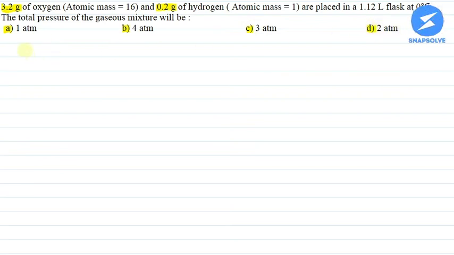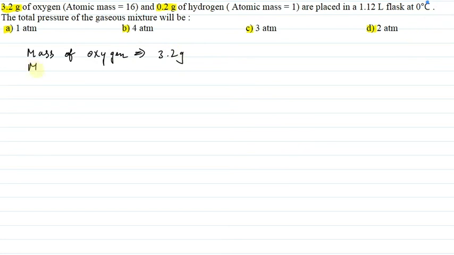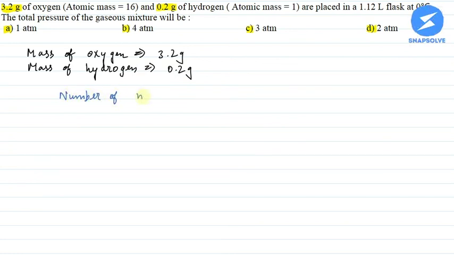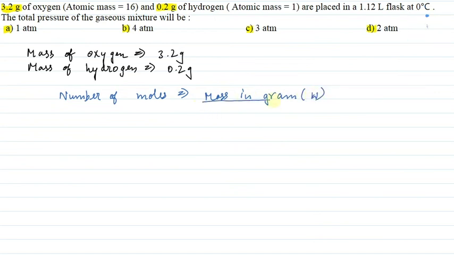So, here mass of oxygen is given as 3.2 gram. Similarly, mass of hydrogen is given as 0.2 gram. And we know that number of moles is equal to mass in gram, that is W, divided by molar mass.